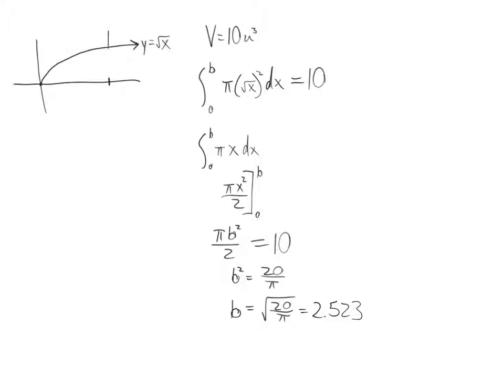So we know if we were to cut this thing off right here at 2.523, once we revolve this around the x-axis and made this bowl shape, this bowl would hold 10 cubic units of whatever we wanted. So that's just one application of these solids of revolution.